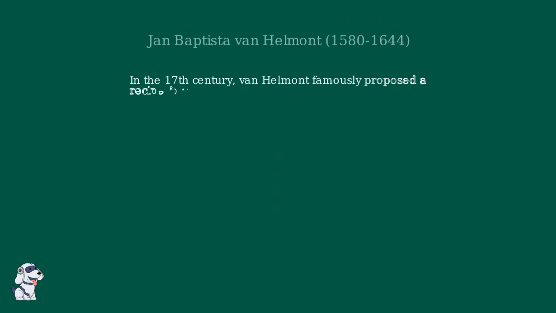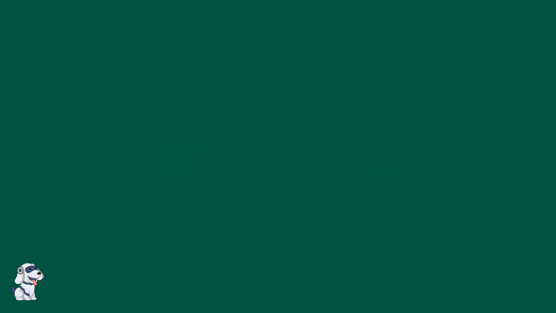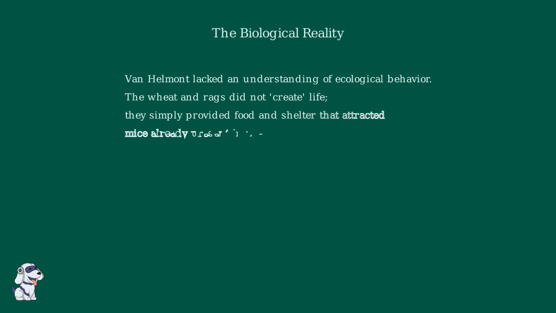In the 17th century, the chemist Jan Baptista van Helmont proposed a surprisingly simple recipe for the spontaneous generation of mice. He claimed that if one placed dirty rags and wheat into an open container, the interaction between these items would spontaneously produce living mice. Van Helmont's error lay in his limited understanding of biological observation. He assumed creation where there was only attraction. The rags and grain were not the source of life, but a resource for mice living in the vicinity.